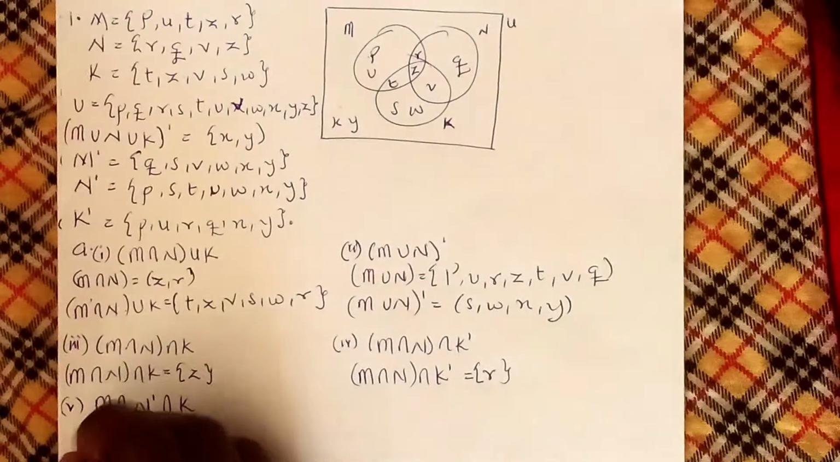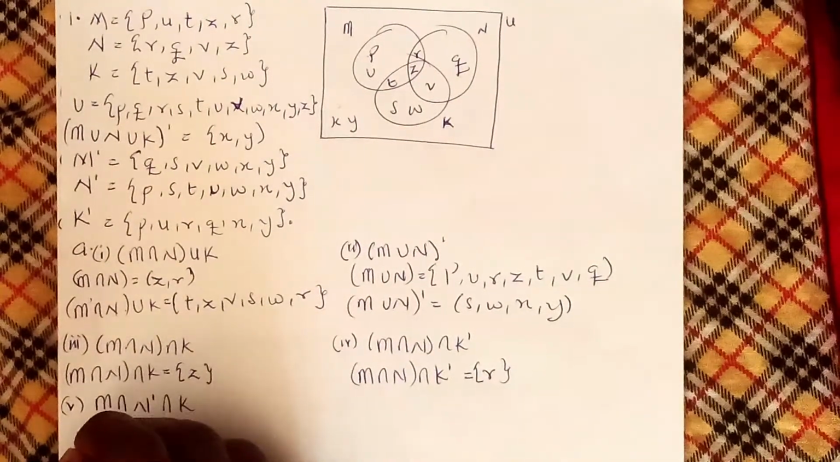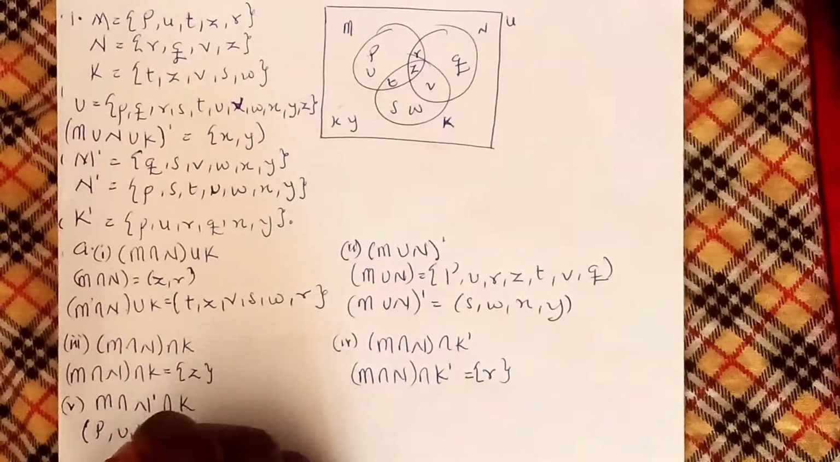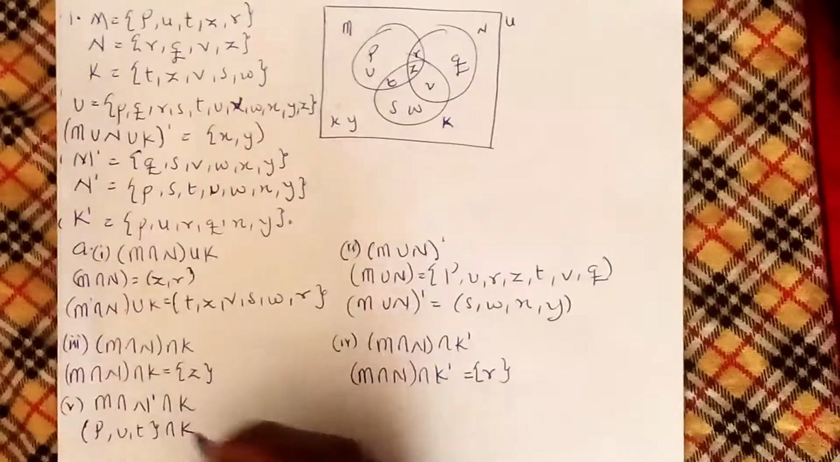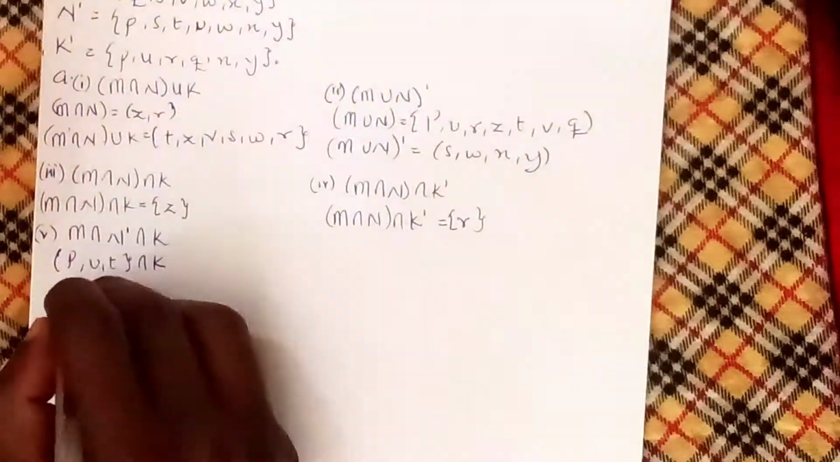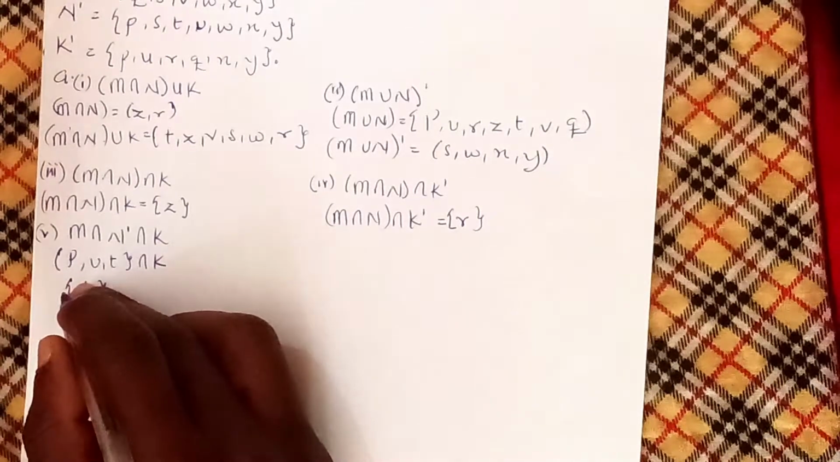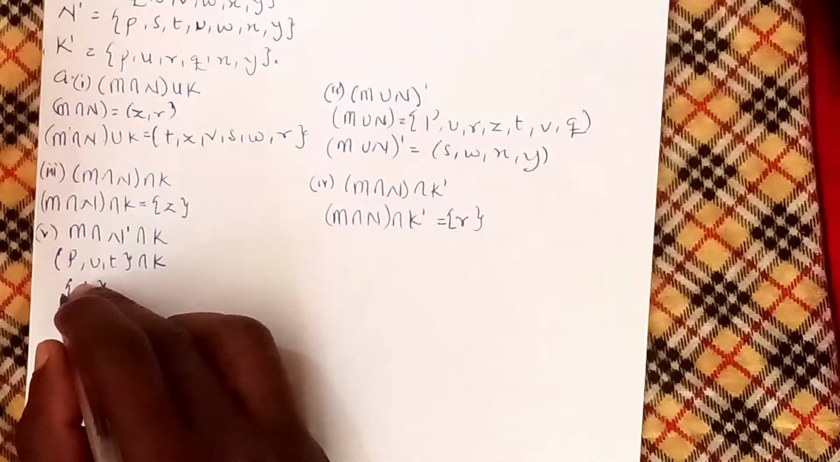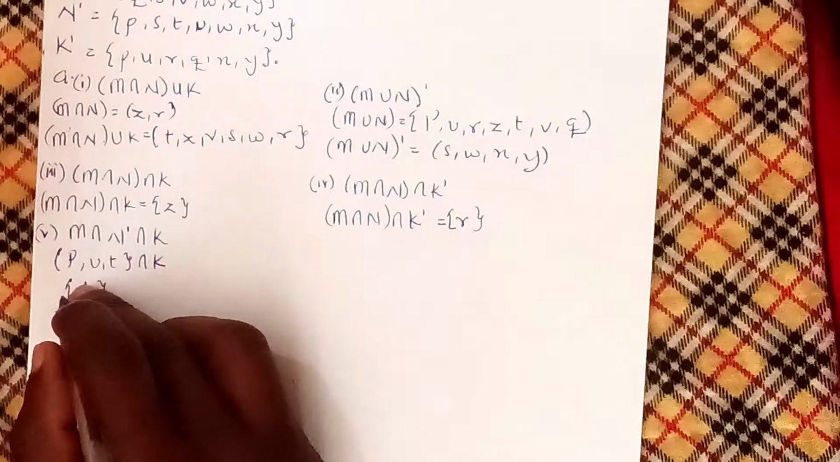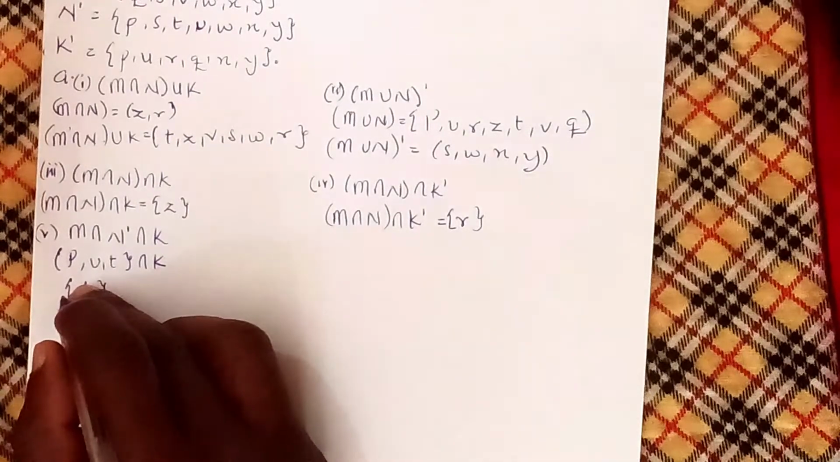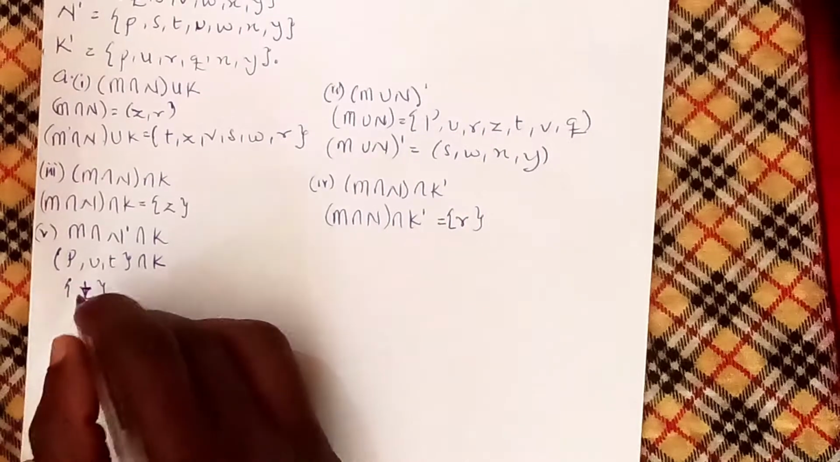So M intersection N prime is P, U, and T. We have M intersection N prime, we had it to be P, U, and T. So now we intersect it with that of K. And if you are intersecting it with K, the only alphabet we get is a T.